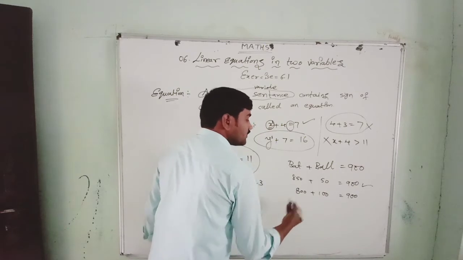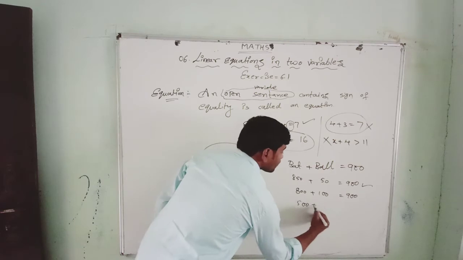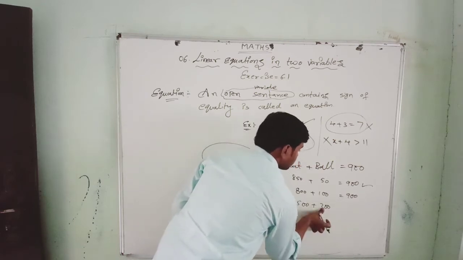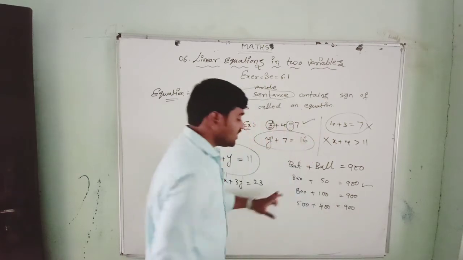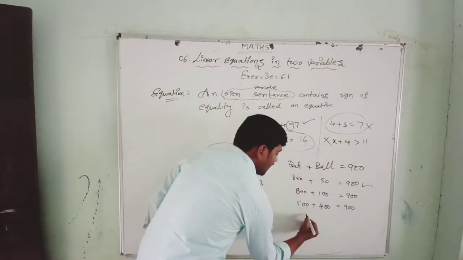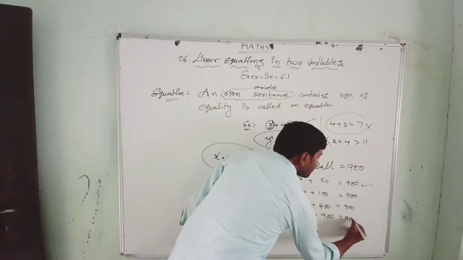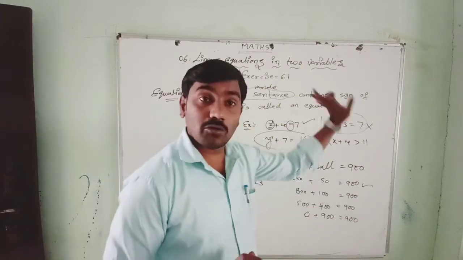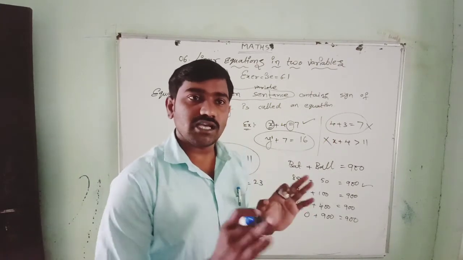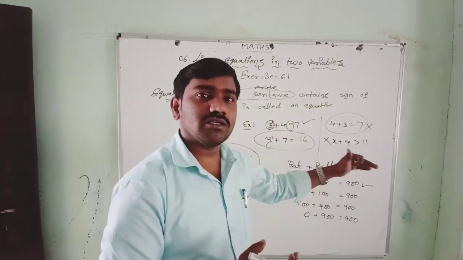Or there is another chance. Suppose the bat is 500 and the ball is 400, which equals 900. There are many chances. Or the bat is free of cost and the ball is 900. There is an offer: if you purchase a ball, the bat is free, but the ball costs 900.